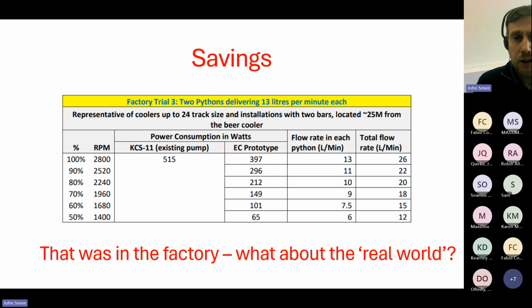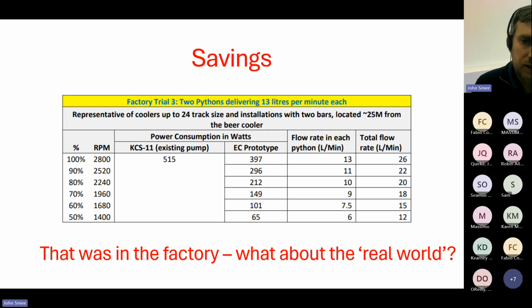But we don't actually need 500 watts for that cooling process. The specification, that's delivering 13 liters a minute in each python. But we don't actually need 13 liters a minute in each python for that process. The specification is 6. So what we can do is replace it with a more modern pump, and we can speed control it. And if you just look at the saving here, went from 500 watts down to 100 watts, delivering close to our specification there. So the conventional pump is using 5 times more power than our EC prototype pump. And you know, I think there's no arguing with that saving.